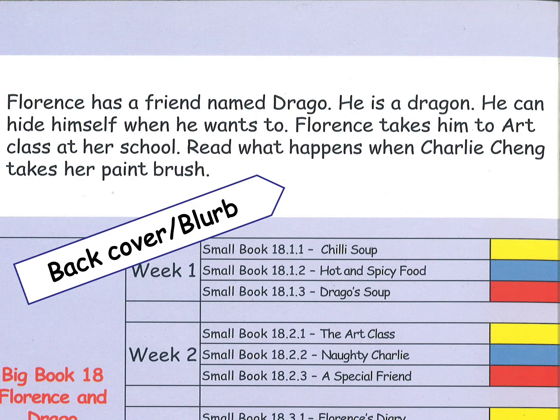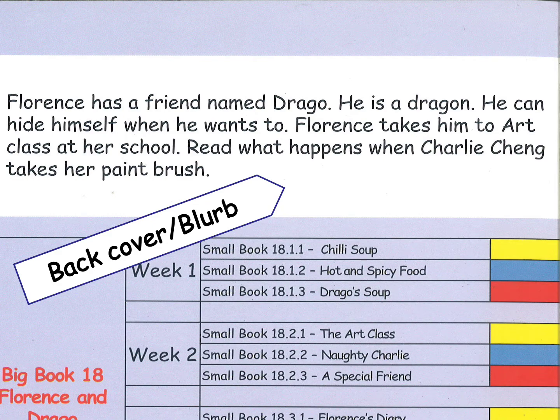Now, from the summary, from the blurb, we can tell that Drago is a boy because we have the word he here. He is a dragon. And also that he has magical powers. He can hide himself when he wants to. I'm not talking about hide and seek, but I'm talking about being invisible. And that is a very, very magical power. And Drago has this magical power to become invisible.